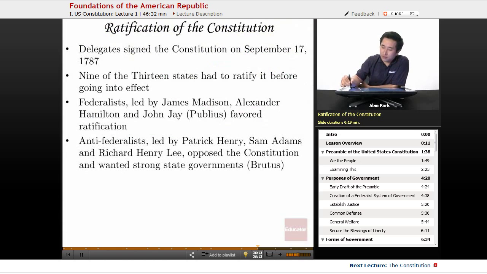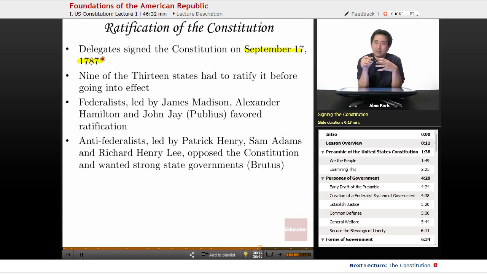So, the ratification of the Constitution. It's all good that the states wanted it, but did all the states want it? And how many states would be required in order to get this ratified? It's kind of interesting how to get support for this new Constitution. Well, the delegates signed the Constitution on September 17th, 1787. So they represent each of the states.